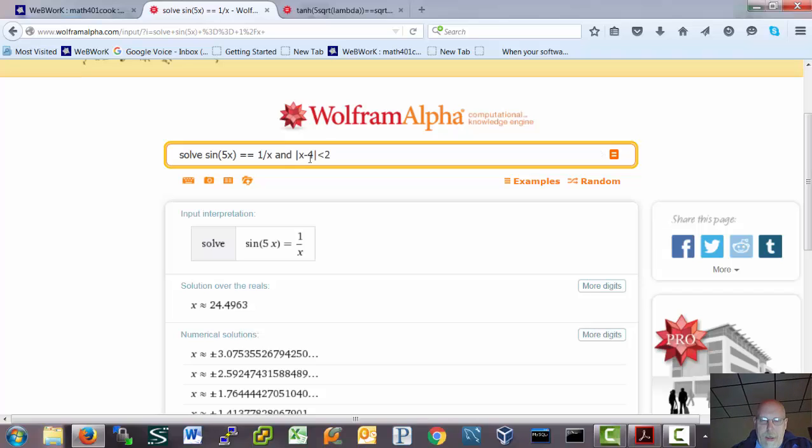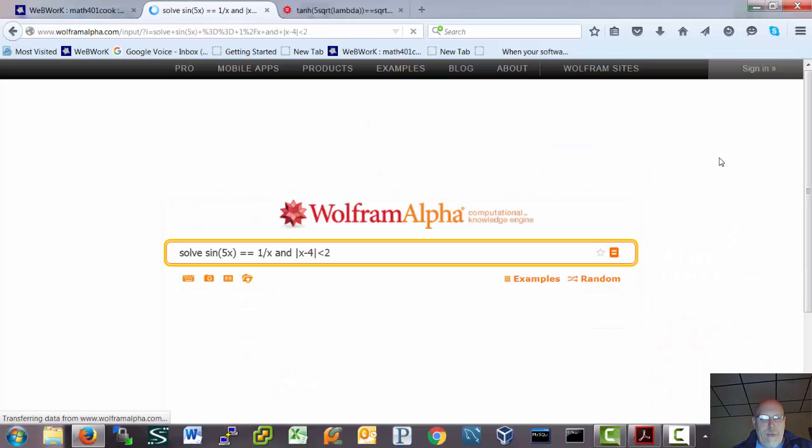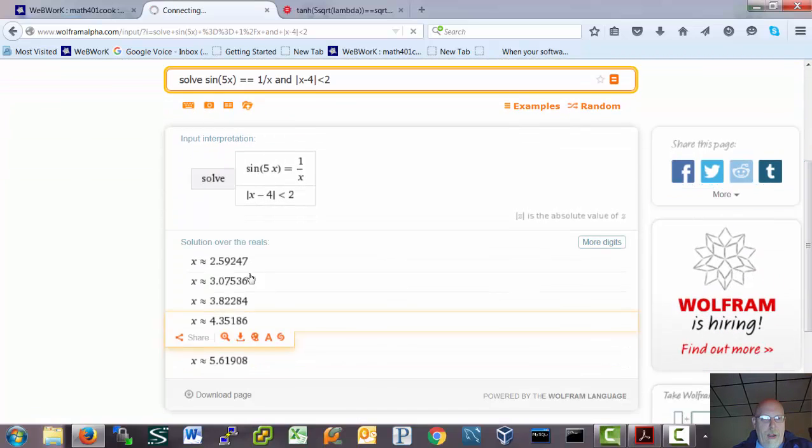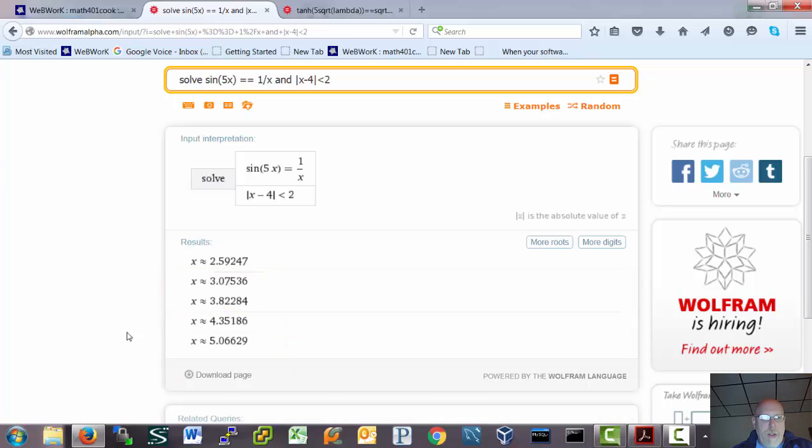So you have to type it in this way. It's a little bit weird, but basically you're forcing Wolfram Alpha to look at 2 equations, this equation and this equation. And what this says is I want the distance of x from 4 to be less than 2. So I'm looking at all the numbers from 2 up to 6 in this case. And that should give me one more solution larger than 3. So if I do that, it's going to solve this. And look, I get a whole bunch of solutions here, larger than the 3 I originally had. So that will give you plenty of solutions if you need to do that.